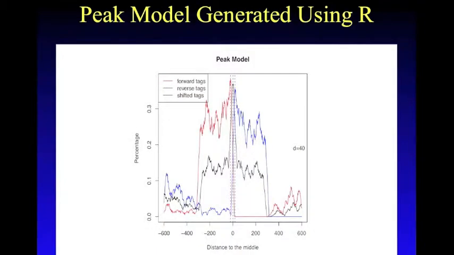This is an example of the image generated using the model.r script. As you can see, it will display the percentage of forward, reverse, and shifted tags in relation to their distance from the midpoint of the paired peaks window. The red curve is the distribution of peaks from forward tags, and the blue is the distribution of peaks from the reverse tags. The black curve is the merged distribution of the shifted forward and reverse tags. The magnitude of the shift is determined by the distance between the summits of the red and blue curves divided by 2.